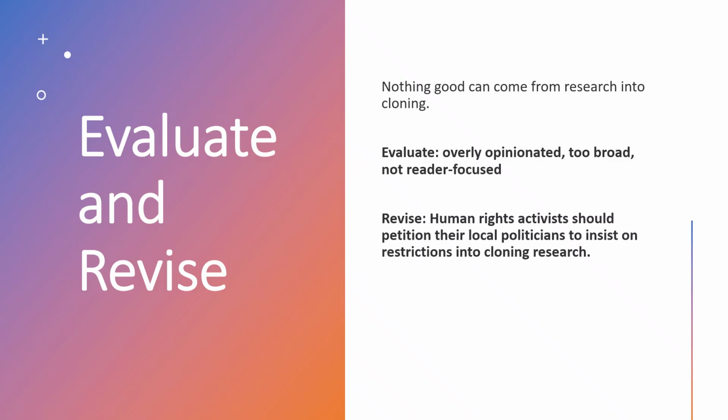So maybe I have concerns about cloning research. Let's see who can do something about it. I'm worried about how it's going to impact people. So let me go to the human rights activists. That's my specific audience. I need to talk to them and convince human rights activists what they can do to stop this. Okay? So they should petition their local politicians. Maybe I can't insist on all research into cloning being done away with, but I can at least ask them to create restrictions on cloning research. We need to have some parameters in place. There's a stronger thesis statement at the end there.